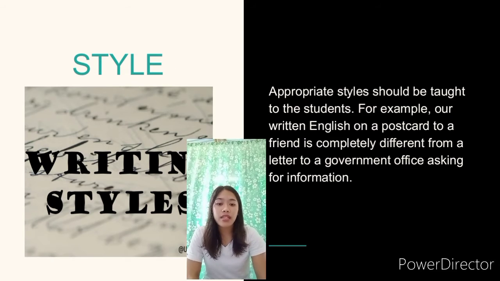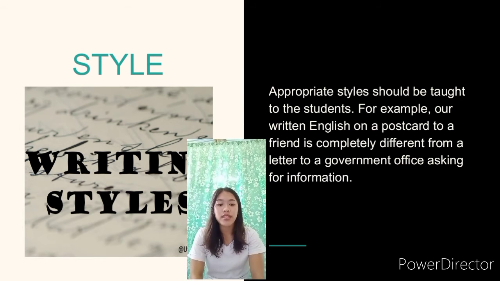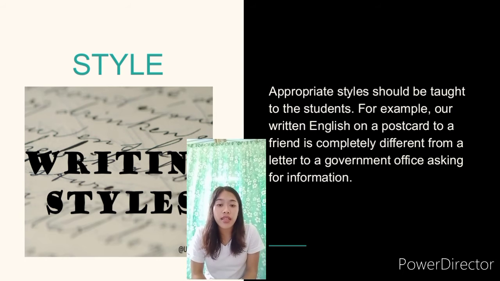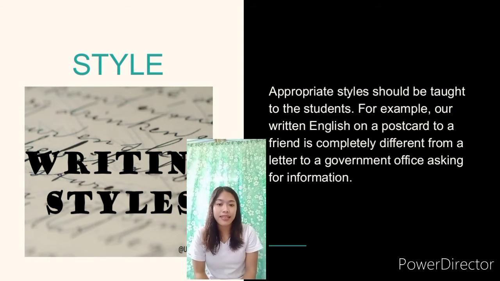So the last aspect of effective writing is the writing style. Appropriate style should be taught to the students. For example, written English on a postcard to a friend is completely different from a letter to a government office asking for information. The style in writing can be defined as the way the writer writes.